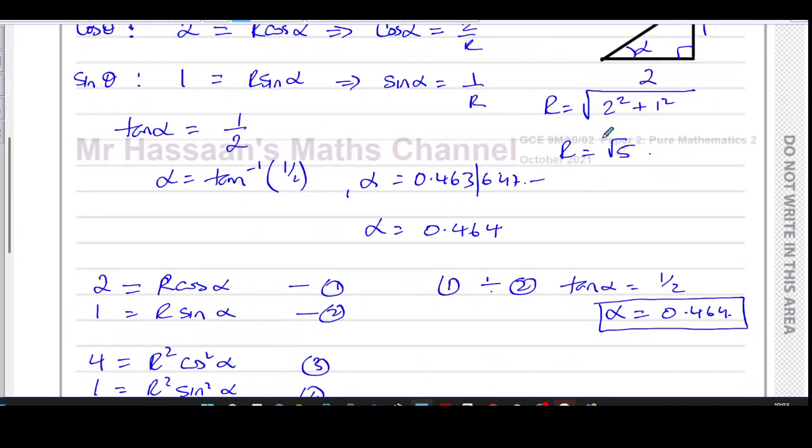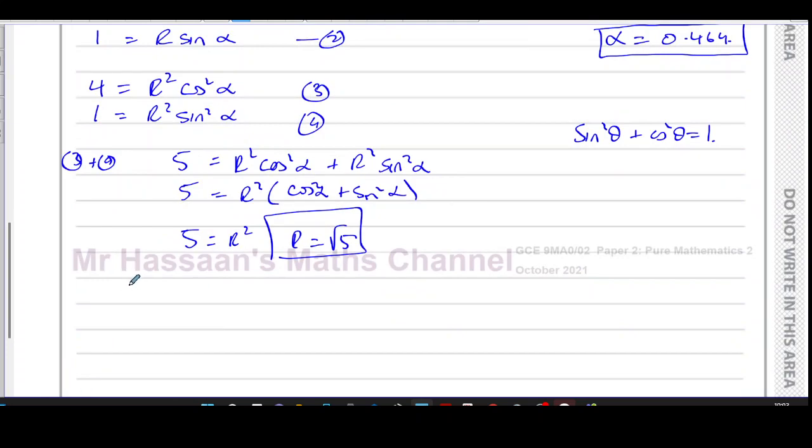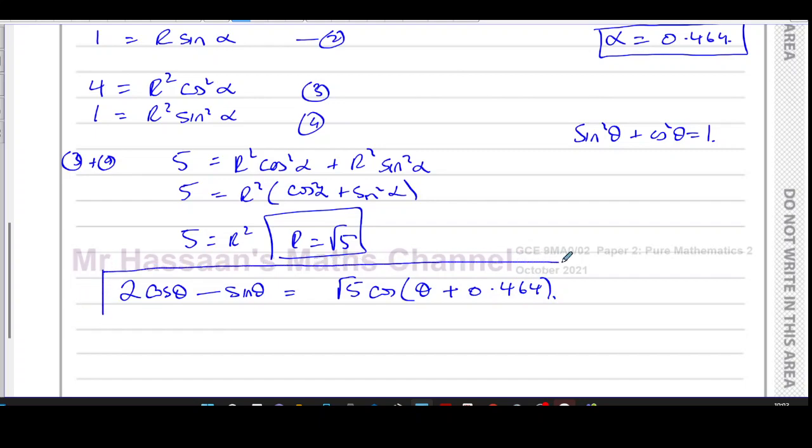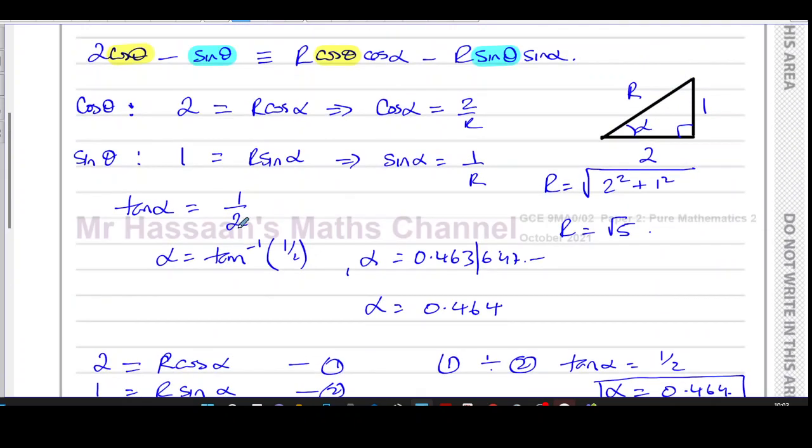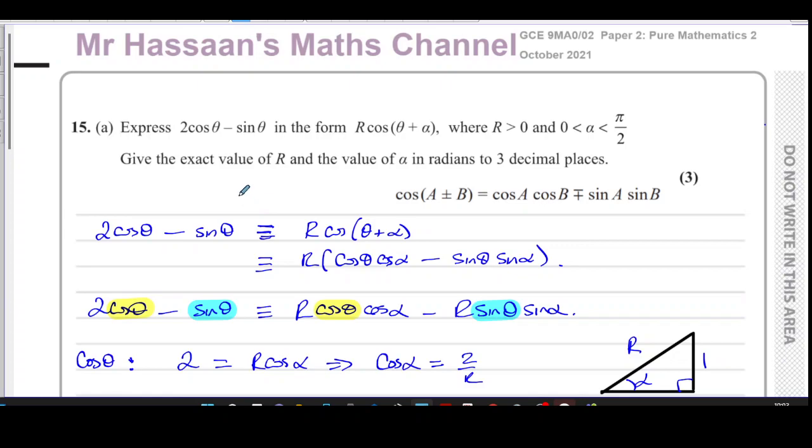So 2 cosine theta minus sine theta. So we can say 2 cosine theta minus sine theta is equal to root 5 times cosine of theta plus 0.464, 3 decimal places. That's what they wanted us to express our answer like. And there's the answer to question number 1. Okay, so that's question number 15, part A. So that's 15 part A done.